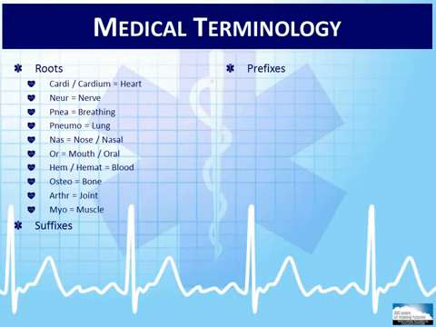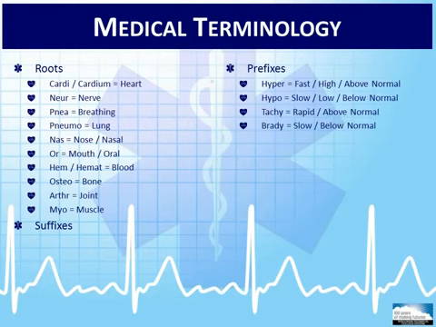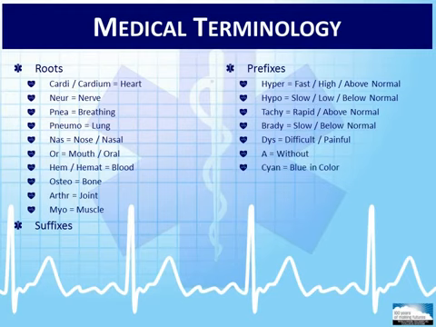Prefixes are added to the beginning of roots to modify or qualify their meaning. Some common prefixes include hyper for fast, high, or above normal, hypo for slow, low, or below normal, tachy for rapid or above normal rate, brady for slow or below normal rate, dis is difficult or painful, a is without, cyan is blue, intra means inside or within, quad refers to four, bi refers to two.